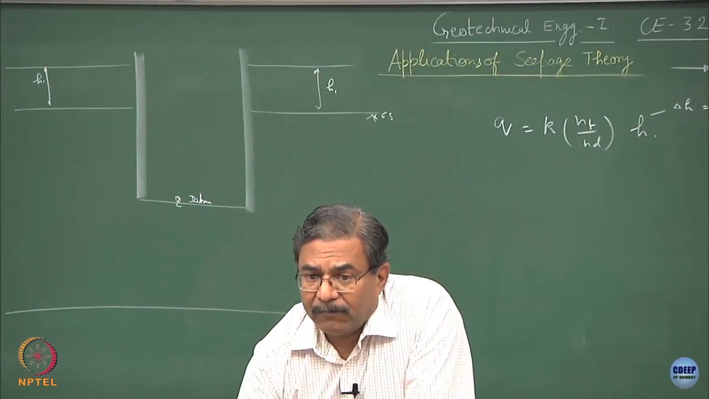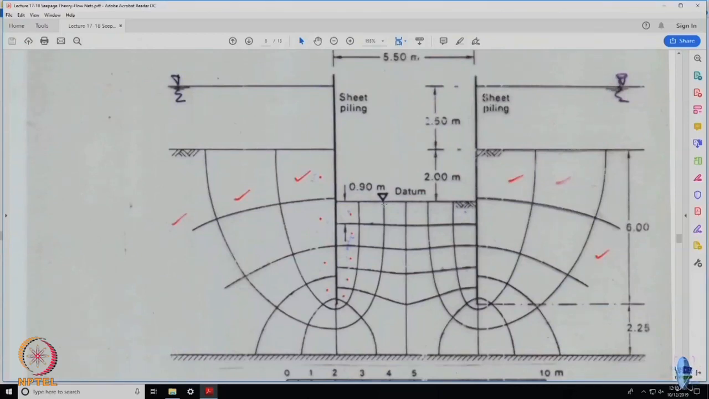In other words, if this is 100% potential and this is 0% potential, what will be the value of H at each of these equipotential lines? If this is 100, this will be 90, this will be 80, 70, 60, 50, 40, 30, 20, 10, 0. Okay. So, truly speaking, at each of these equipotentials, you know the H value. Is this correct or not? H by 10 multiplied by ND is the value of the head at that point. Now, you need not insert piezometers and all, because the moment you have done the flow net, you know the value of H at every point.